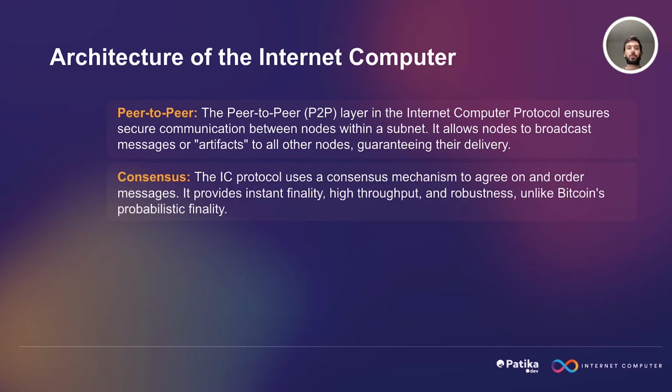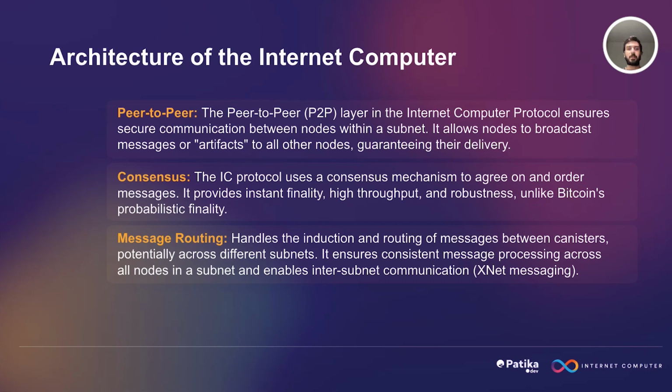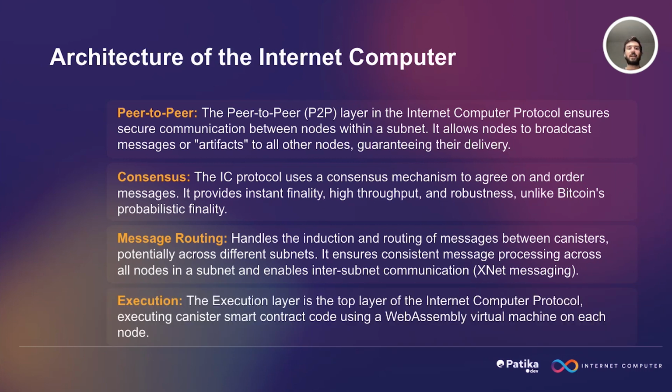The Internet Computer Protocol uses a consensus mechanism to agree on and order messages. It provides instant finality, high throughput, and robustness, unlike Bitcoin's probabilistic finality. The message routing layer handles the induction and routing of messages between canisters, potentially across different subnets. It ensures consistent message processing across all nodes in the subnet and enables inter-subnet communication. The execution layer is the top layer of the Internet Computer Protocol, executing canister smart contract code using a WebAssembly virtual machine on each node.